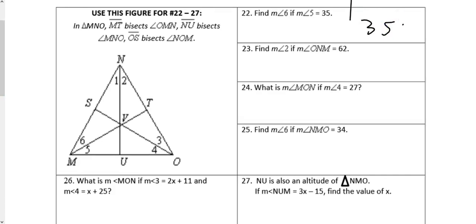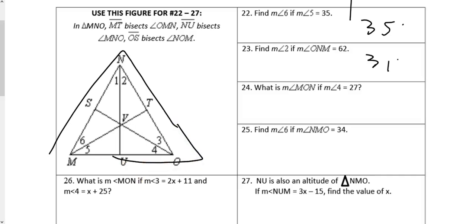Okay, angle 2. If ONM, the whole thing, is 62, then angle 2 is half of that, 31. If angle 4 is 27, what is MON, which is the whole thing? So if 4 is 27, so is 3, so we double that, we get 54. If NMO, again, that's the whole thing here, is 34, find 6. Well, that would be half of it, 17.